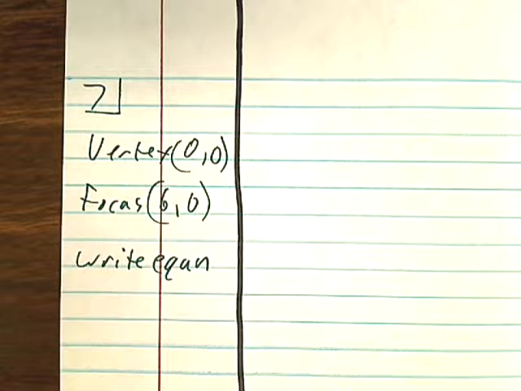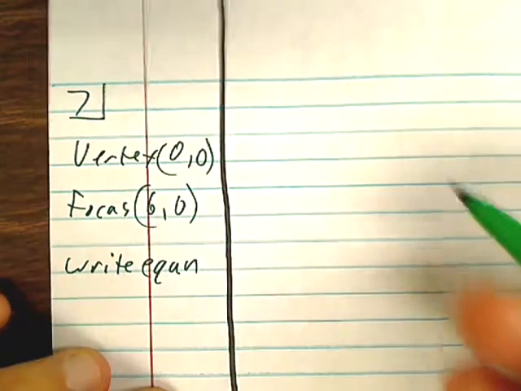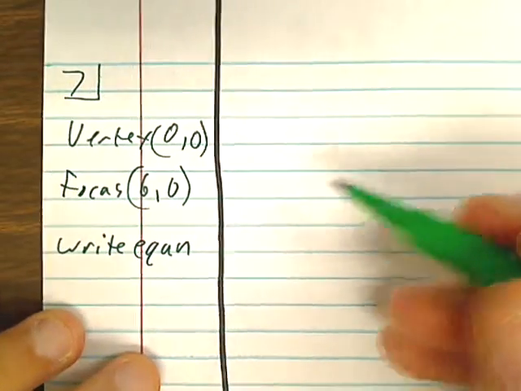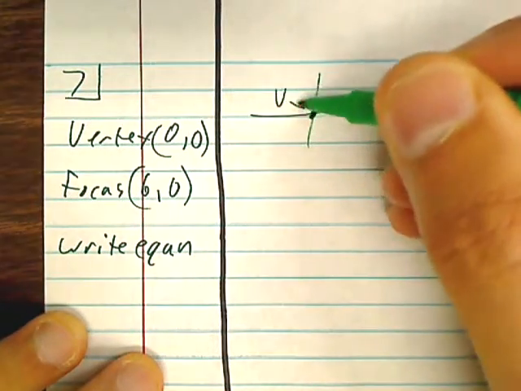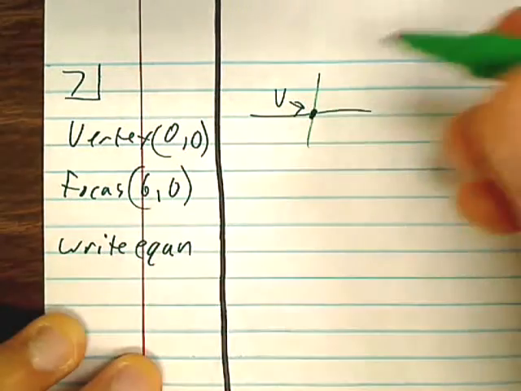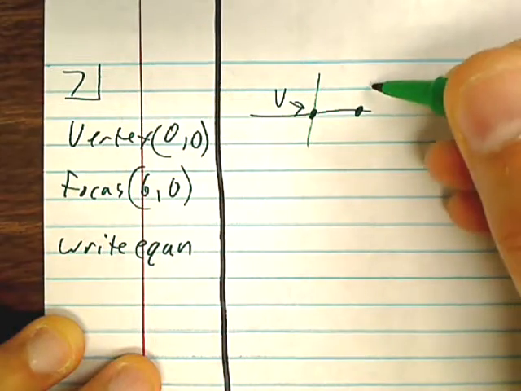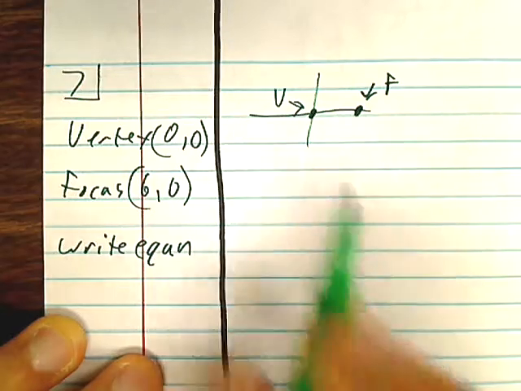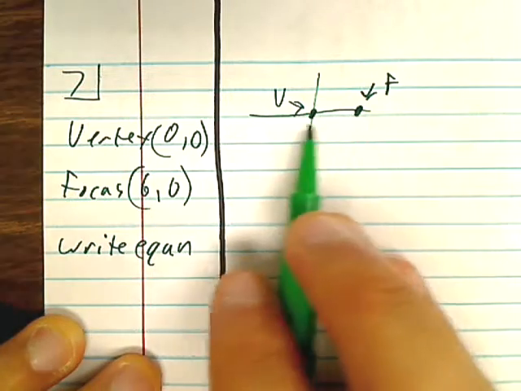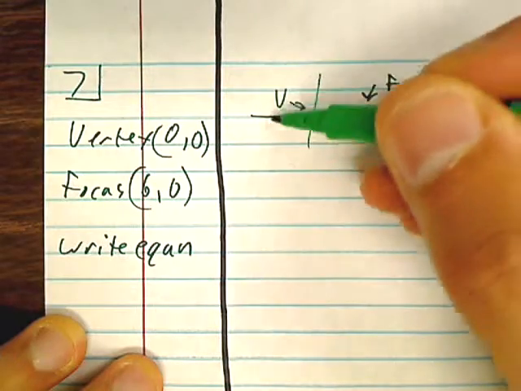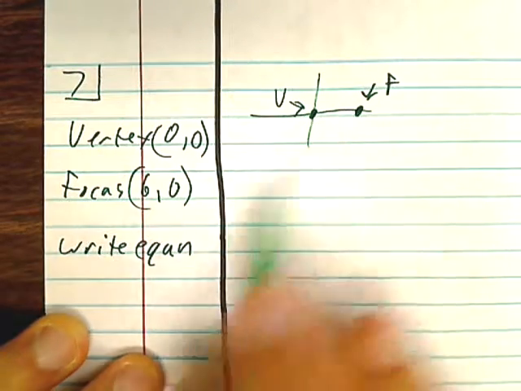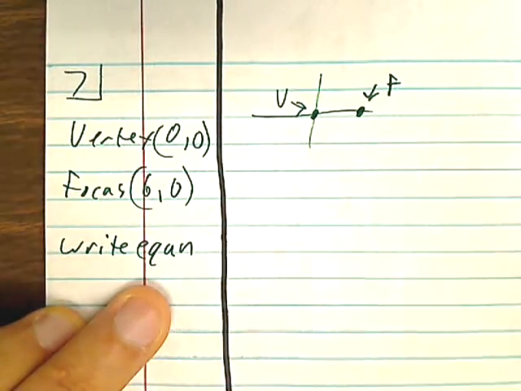Go ahead and try that out. Okay, let's get you started here. Maybe we'll pause this as we go through. So the vertex is at 0, 0. There's the vertex. Okay, the focus is at 6, 0, so the focus is over here. Because the vertex and focus are left to right, this parabola is going to be going left to right. The directrix will be over here somewhere, and that doesn't matter. They just want you to write an equation.